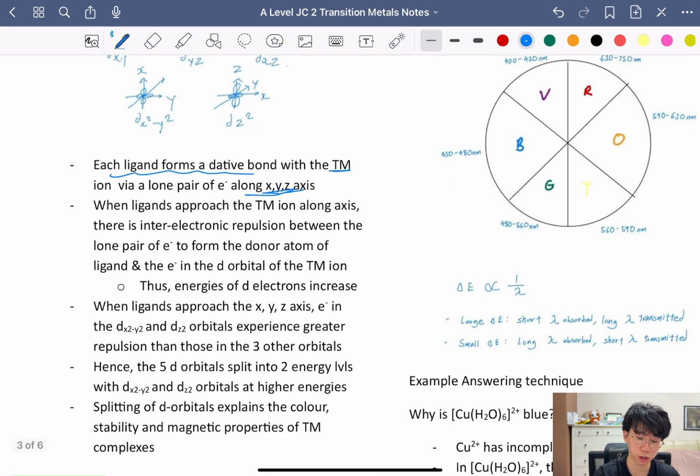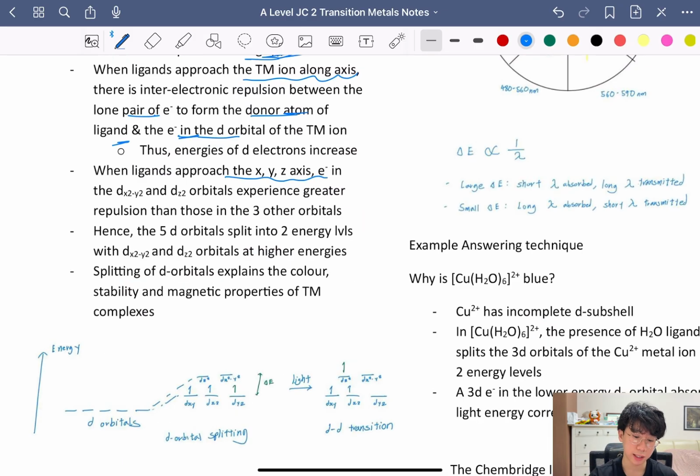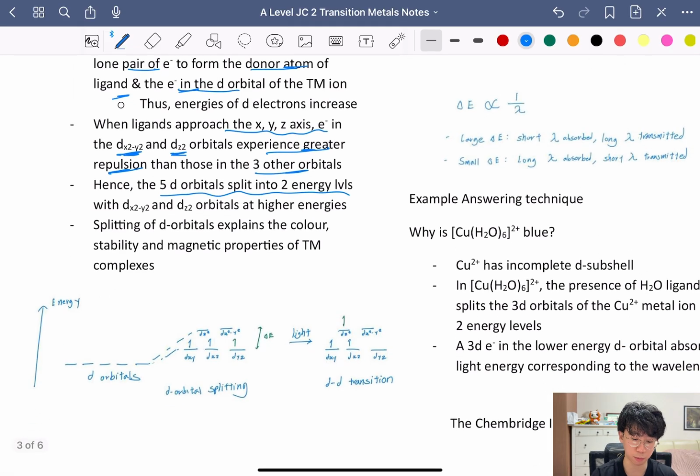Now when the ligands approach along the axis, there will be some inter-electronic repulsion between the lone pair of electrons from the donor atom of the ligand and the electrons in the d orbitals of the transition metal ion. And thus, the energies of your d electrons would increase. When ligands approach the x, y, and z axis, the electrons in the dx2-y2 or the dz2 orbitals will experience greater repulsion than those in the 3 other orbitals. This is mainly because of how the orbitals align along the axis. And therefore, your 5 d orbitals would split into 2 different energy levels as shown in the diagram over here. This is the d orbital splitting.